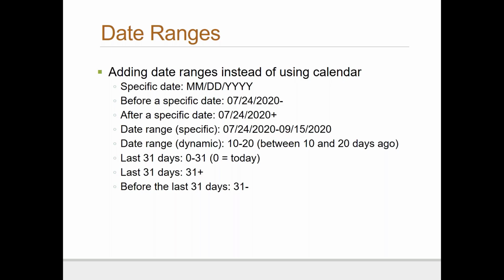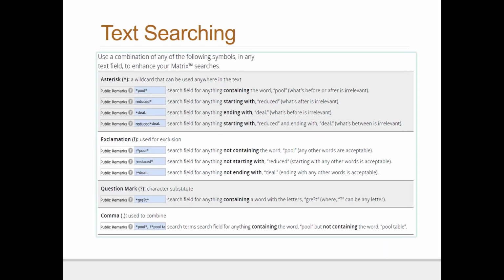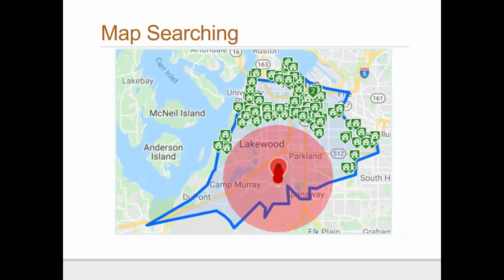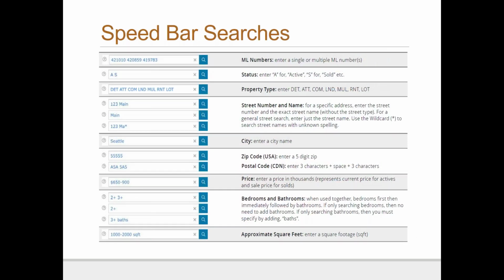I'll send you copies of these slides in a PDF format so you can see how this works. These are some of the different types of date ranges that we're going to play with when we do some searches. And then here are some different types of text searching. Believe it or not, there's a whole bunch of different techniques you can use when you're looking for specific things when doing a search. We're going to talk a little bit about map searching from a point of interest and creating those directional drives, and here are some examples of a lot of different types of speed bar searches. So if you're looking for specific things in specific areas, you've got all kinds of options to choose from. That's the slide presentation I've got for you right now.